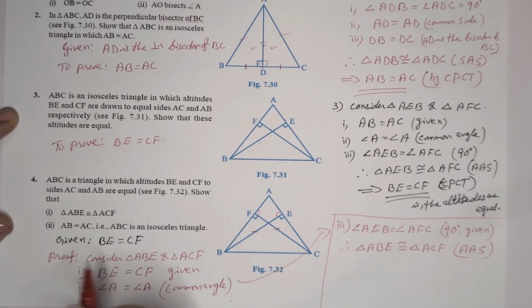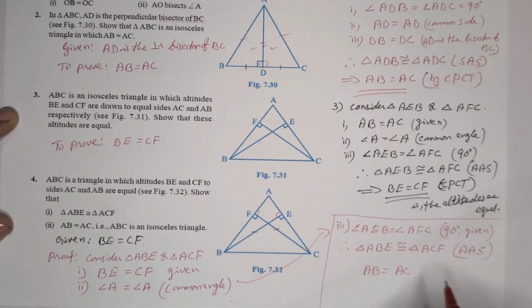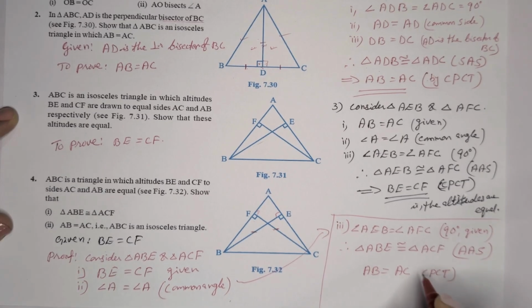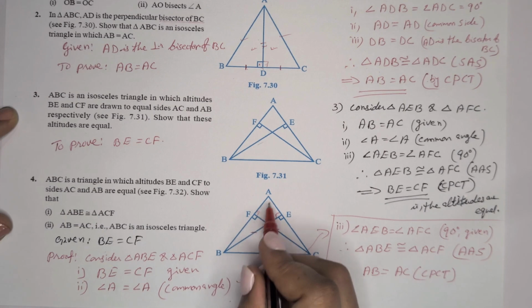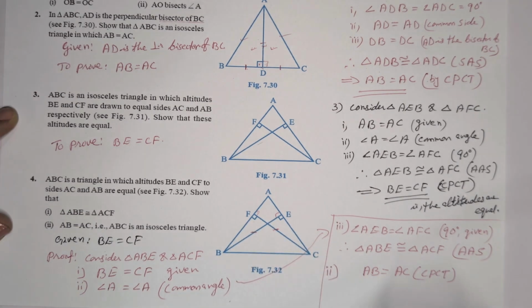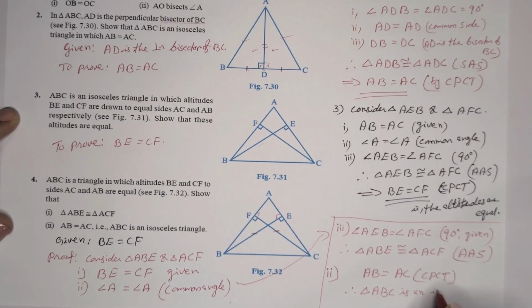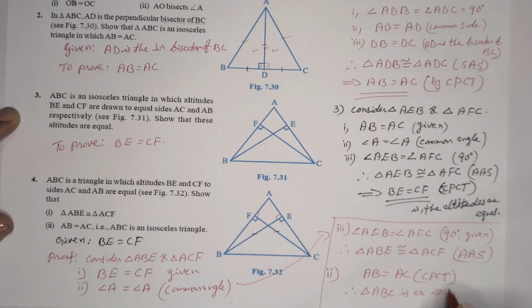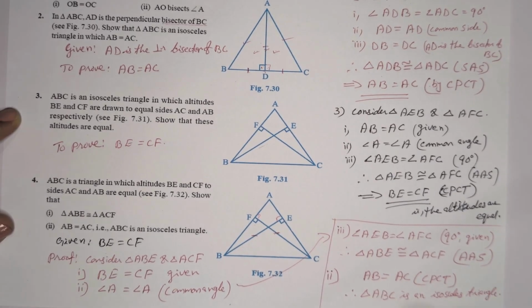Then therefore to prove the second part, from here we can write AB is equal to AC by CPCT. So that's the second part. If AB is equal to AC, then ABC is an isosceles triangle. Therefore, triangle ABC is an isosceles triangle. So that is the proof.